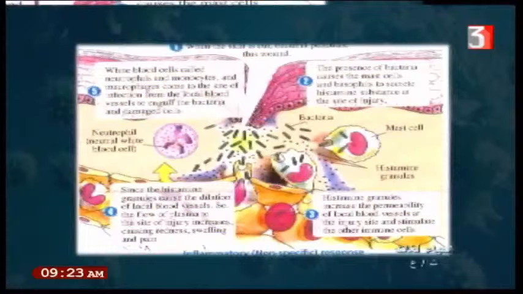After they enter the body, what happens? Number 4, the histamine granules cause dilation of the local blood vessels, meaning the blood vessels become wider inside. So the flow of plasma to the injured site increases and causes redness and swelling. Redness means the skin becomes red in color. This is an indication of histamine, and also swelling and pain.